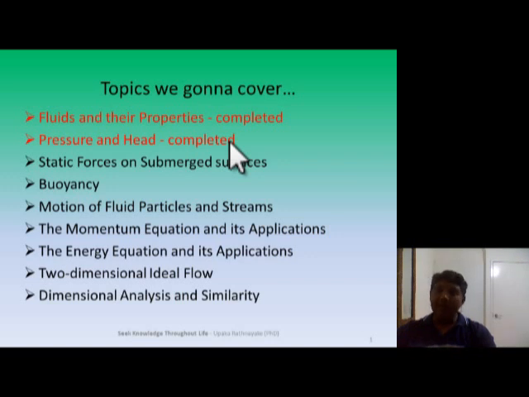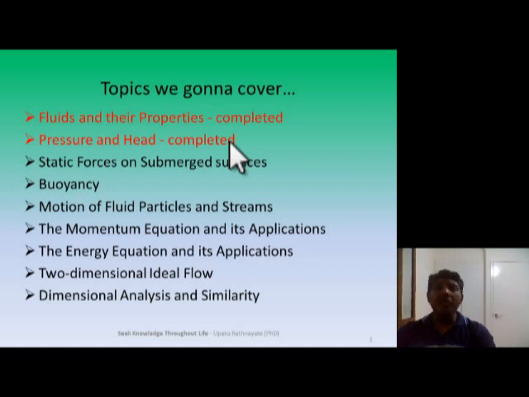However, if the density of the liquid varies with the height, then we have to go to the differential equations in order to find the hydrostatic pressure. Now let us keep these important points in our mind to move to our today's session on static forces on submerged surfaces.